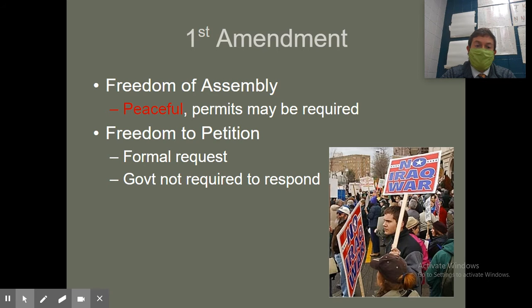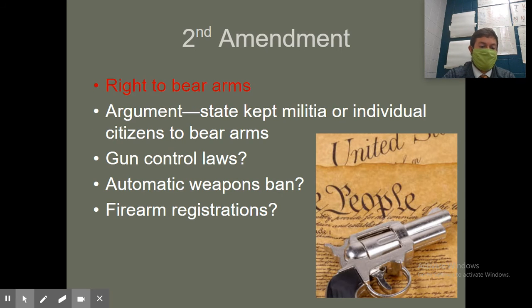Freedom of assembly, they have to be peaceful in order to assemble. That is kind of the key word there. And permits may be required. You also have a freedom to petition. It's a formal request where you get signatures to basically achieve a goal. The government is not required to respond, but it helps put pressure on them because the government is run by the people. And if you have tons of people who have showed up and petitioned, then it helps put a little pressure there.